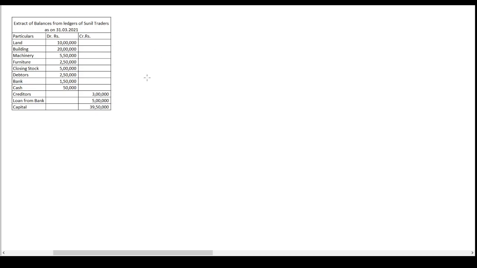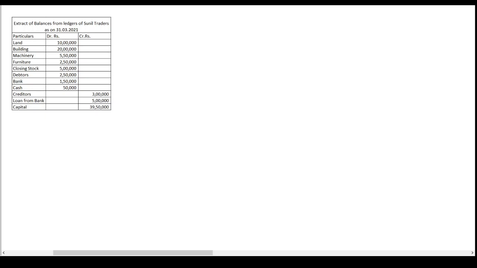Hi friends, today in this video we'll learn how to prepare the balance sheet. In our earlier videos also we have seen how to prepare a balance sheet. We'll take it further. Extract of balances from ledgers of Sunil Traders are given to you as on 31st March 2021. So in the books of Sunil Traders in the ledger accounts there are some balances left in some accounts.